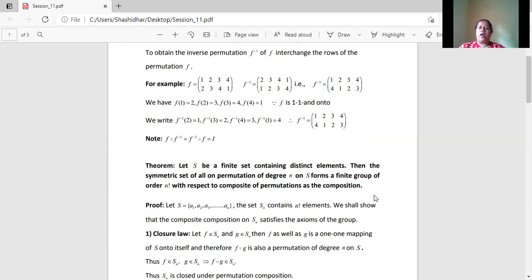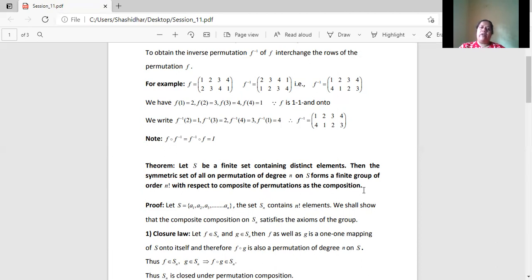That means we have a finite set of distinct elements, that is S. Then if you take the symmetric set of all the permutations of this set S of degree n, that forms a finite group of order n factorial with respect to composition of permutations. That means we have to show here that the composite permutation on S is a group. That we have to prove here.